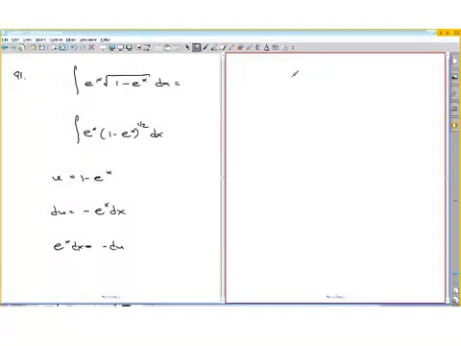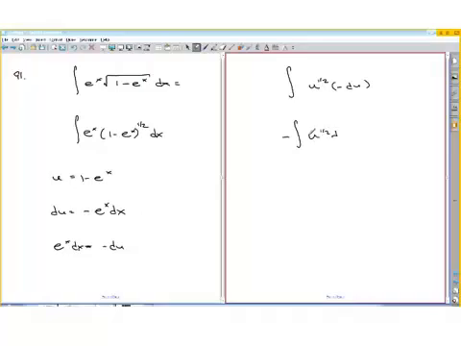Okay, now we can make the substitution. So the original integral becomes, well, e to the x dx is equal to negative du. So let's put that out there, negative du. And this expression in parentheses just becomes u to the 1/2 power. So even though the original expression has e to the x in it, the integration is really an integration as a power. So let's factor out the negative sign.